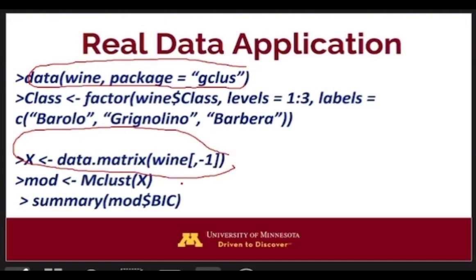Okay. Now I'm going to do the analysis. Just X, which is going to be data.matrix(wine) minus 1, removing the first column. It means I want to remove the labels. I want to do the partitioning using the Gaussian mixture model and be able to compare with reality. Now I do MOD, the summary of that. I'm using the criterion BIC.